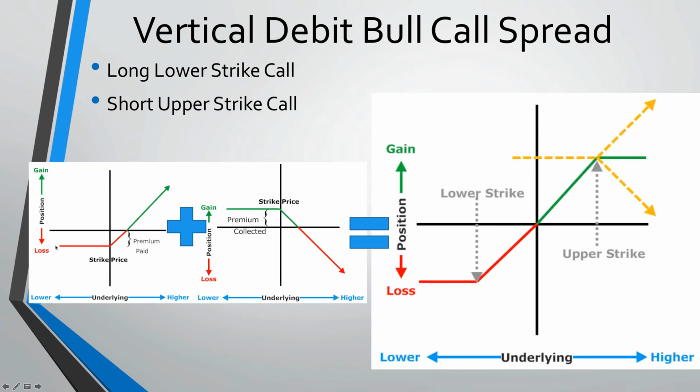Now, if you look at it right here, here's where you make money on the way up, excuse me, on a long lower strike call. And here is where you make money up on this side here above the center line at a short upper strike call. Okay, so if you're short an upper strike call, you lose money as the price goes higher, right?